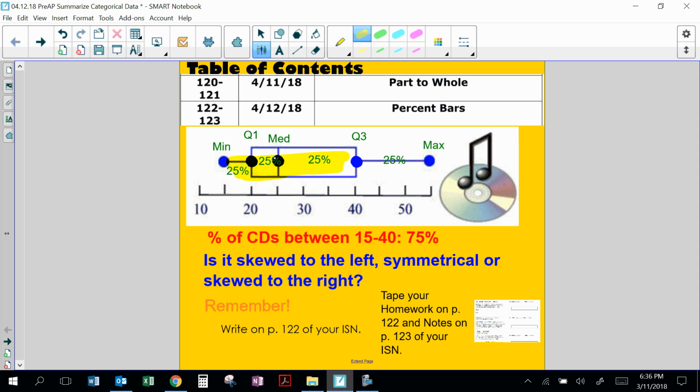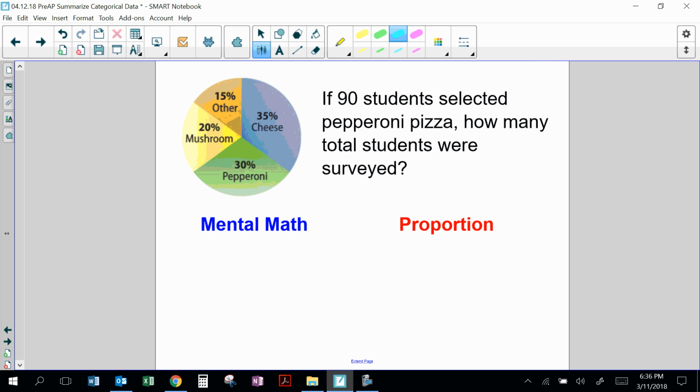Well, if it's symmetrical, that means the left half will be pretty much looking like the right half. Not exactly, but pretty much. No, it's not symmetrical. Is it skewed more to the left or more to the right? Just look at the tail right here. Do you notice how this tail is way longer than this tail? So it's skewed to the right. So I can highlight that. Skewed to the right.